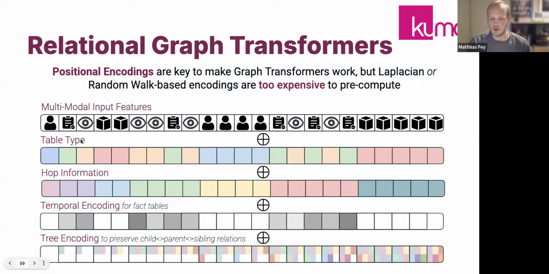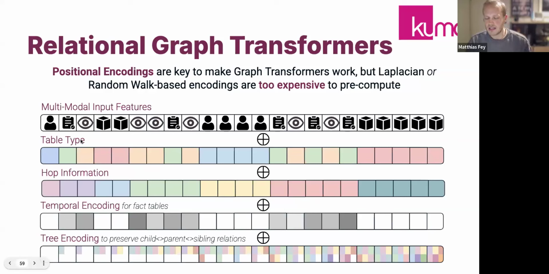Then the two most important encodings that we add are, first, the temporal encoding, and we add these for all the fact tables. All the facts in our database that are part of a user-centric subgraph actually contain temporal information, such as their create date or when they were placed. We can use that to give the transformer an understanding of how the order of facts appears as we go through time. And lastly, to preserve the subgraph structure, we add a tree encoding, which is used to preserve child, parent, and sibling relationships.